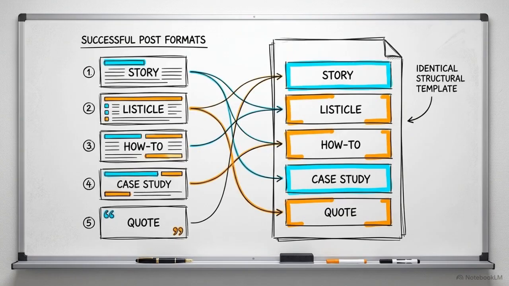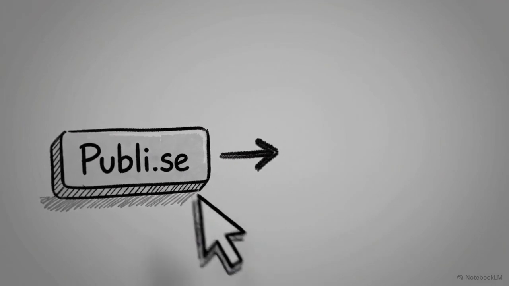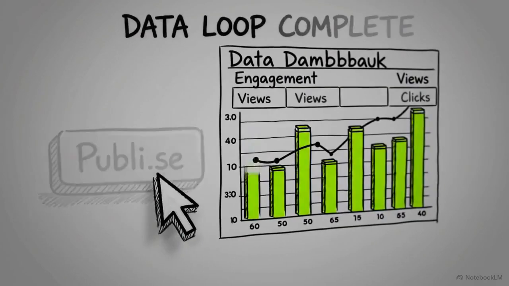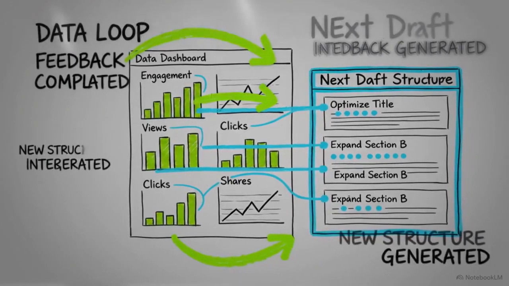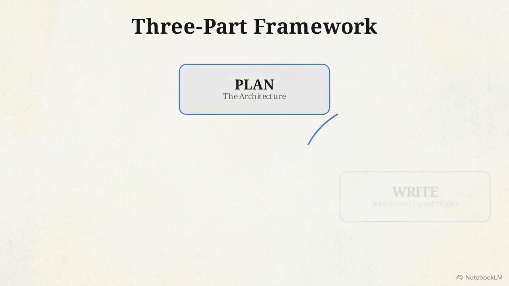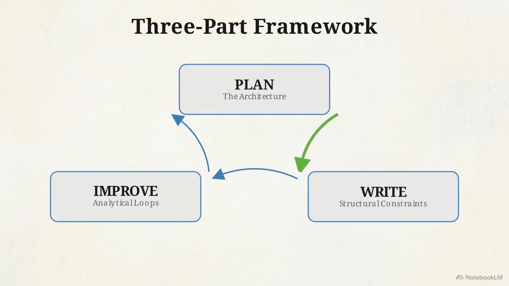You instruct the AI to generate new ideas that extend the mechanics of what already worked, rather than inventing new concepts from scratch. This closed loop converts engagement signals into structural adjustments, transforming creation from a series of guesses into a repeatable, data-backed system. This unifies the process into a 3-part framework: plan the architecture, write with structural constraints, and improve through analytical loops.